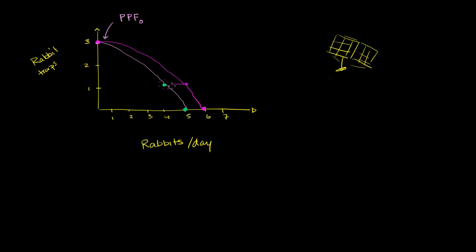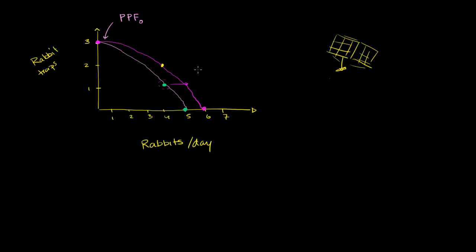So now he could either stop making rabbit traps and catch 6 a day, just with that 1 rabbit trap he has, or he could continue. And now he can catch 5 rabbits a day and still make 1 rabbit trap a day. And maybe he decides to do that. But it could be anywhere along this production possibilities frontier. So he could say, hey, I'm happy eating the 4 rabbits a day. I'm going to make 2 rabbit traps now every day.